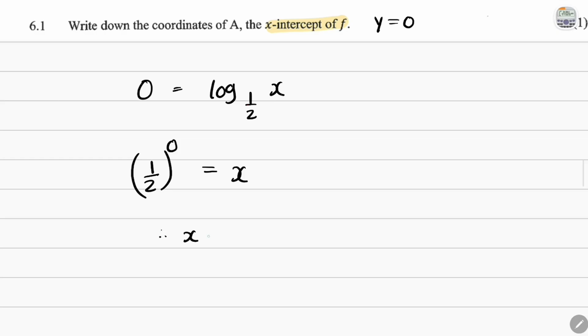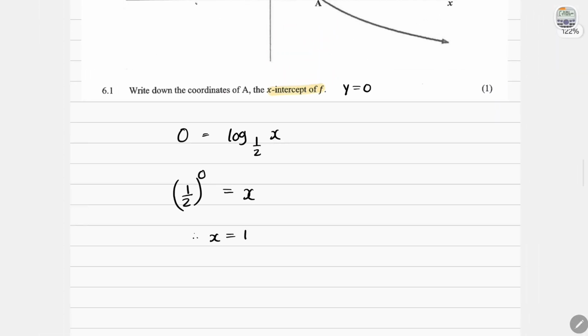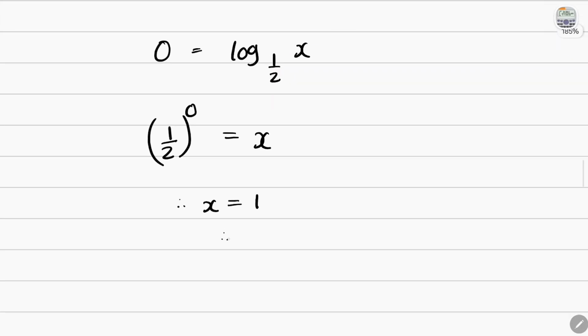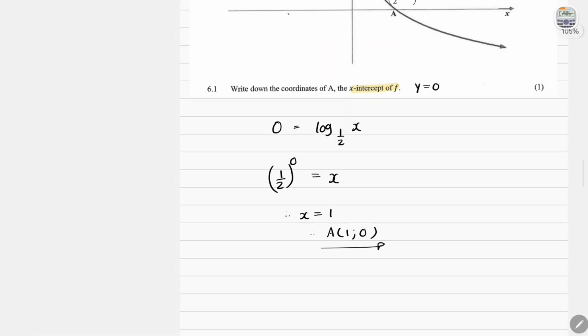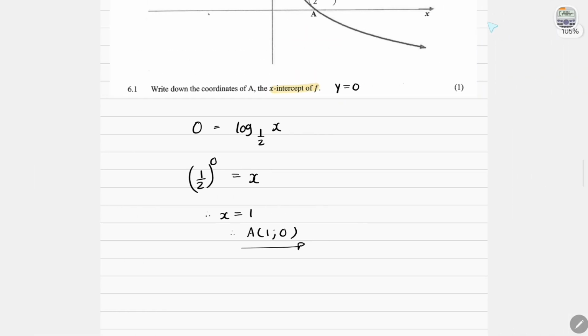And so therefore, anything to the power of 0 is 1. So x is equal to 1. And the coordinates of A, that x-intercept, are 1 and 0. And that is our answer. Moving on to the next question.